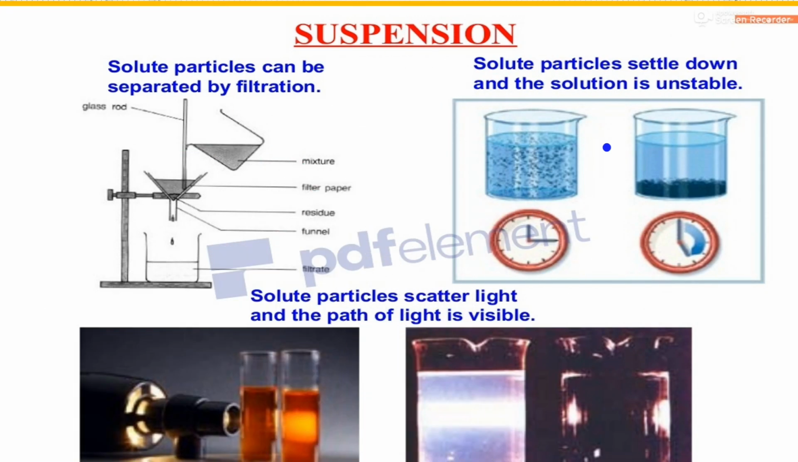Next is your suspension. This is a graphical view of suspension. Solute particles can be separated by filtration. You can apply the process of filtration and separate the solute particles by this process. Then solute particles settle down and the solution is unstable here. Unstable means when you keep it undisturbed, then it will settle down. The particles of solute will be settled down. Then solute particles scatter light and the path of light is visible here.